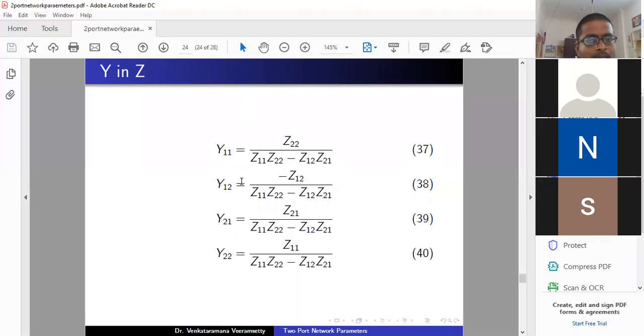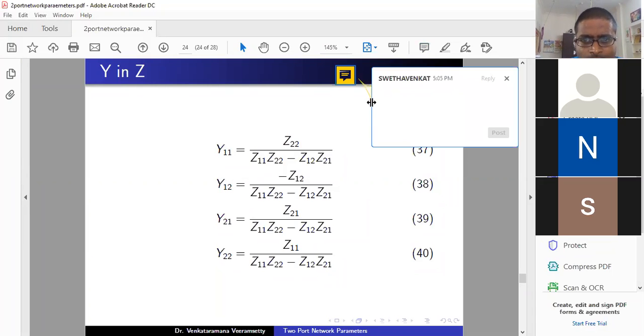Now we are going to discuss the relation between the Y parameters in terms of the Z parameters. Previously we discussed the Z parameters in terms of the Y parameters. Now we discuss the admittance parameters in terms of the impedance parameters. These relations can be helpful: if you know the Z parameters of any two-port network, you can find the Y parameters of the same network. Now we will do the derivation, with the same procedure we followed previously.